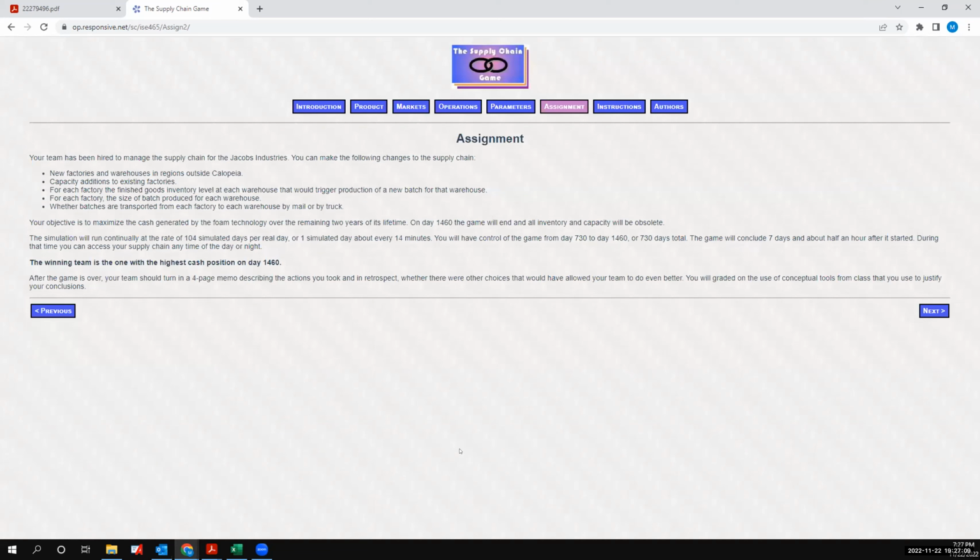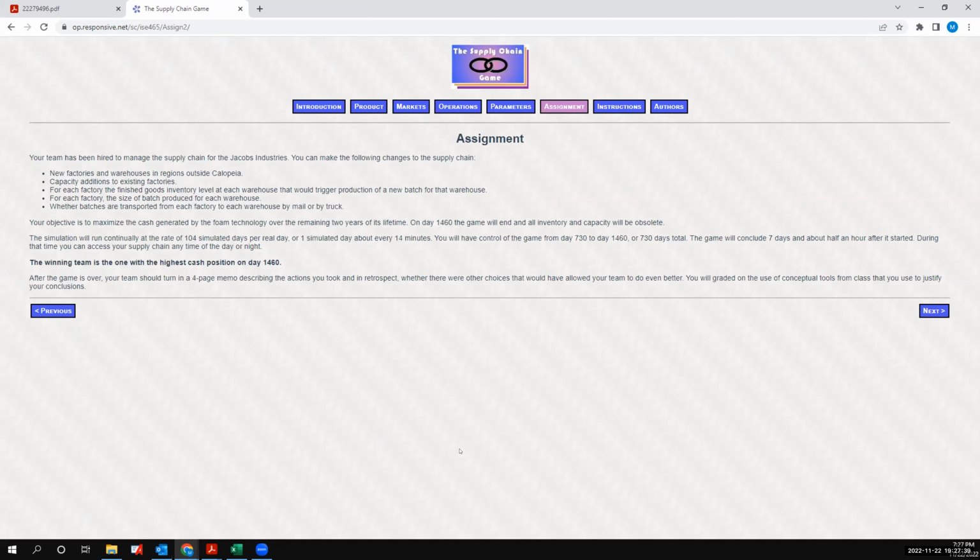So what are you trying to do now? What are you going to do? You actually have the flexibility and authority to make the following changes. You can open new factories and warehouses in regions outside Calepia. Calepia already has both of them, so you don't need to. Capacity additions to existing factories: you can add capacities, increase capacities once you create them, and you can still continue adding if you want to.